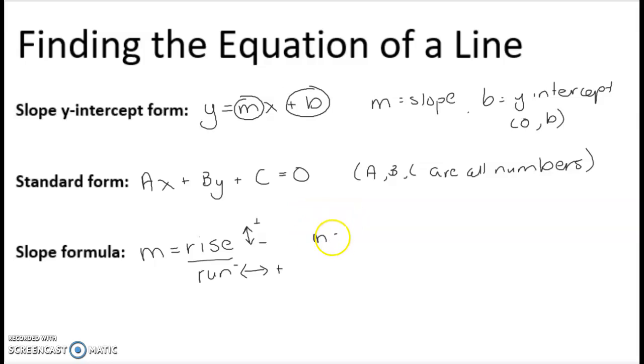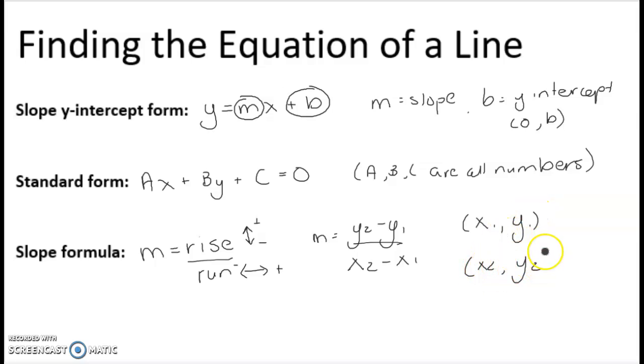Okay, and it can also be written, when you have the 2 points, as y2 minus y1 divided by x2 minus x1, okay? And remember, you have 1 point, so x1, y1, and then you have an x2, y2. Okay, so they're just your points.